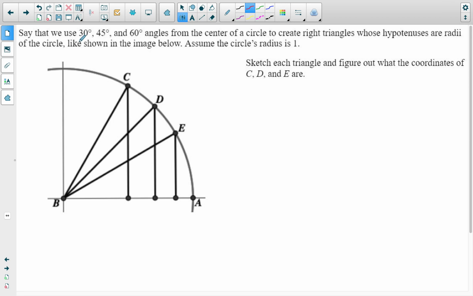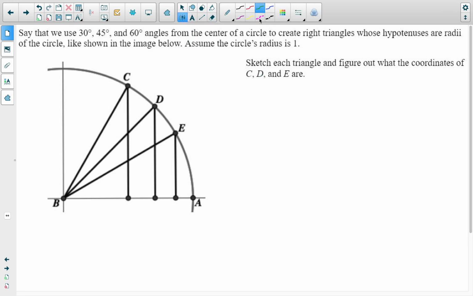Okay, so the angle created here, angle ABE, is 30 degrees. Angle ABD, that angle right there, that's a 45-degree angle. Okay, and then the other angle created, angle ABC, right here, that's a 60-degree angle. So we have three triangles.